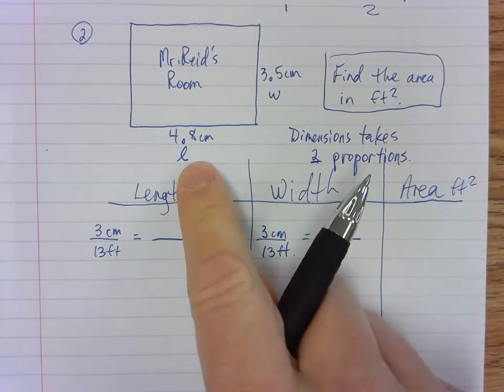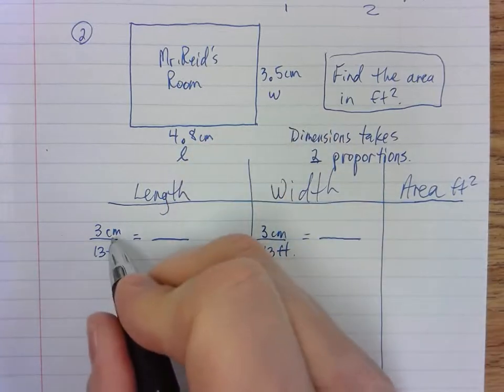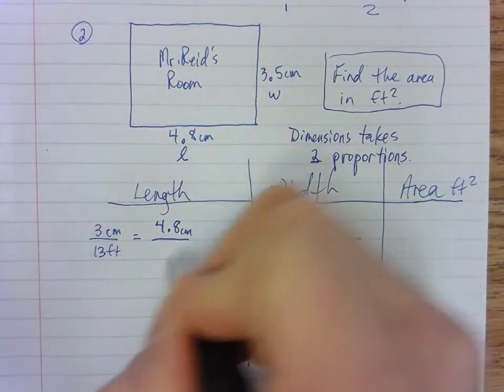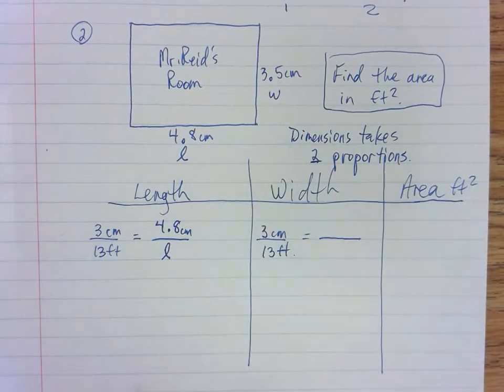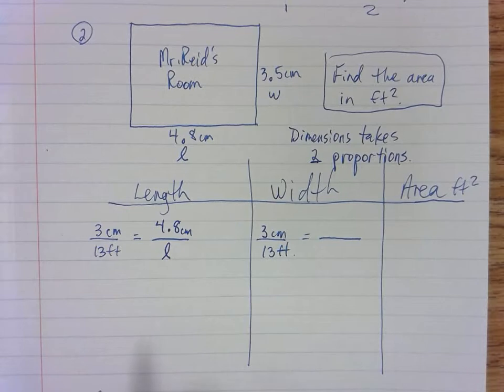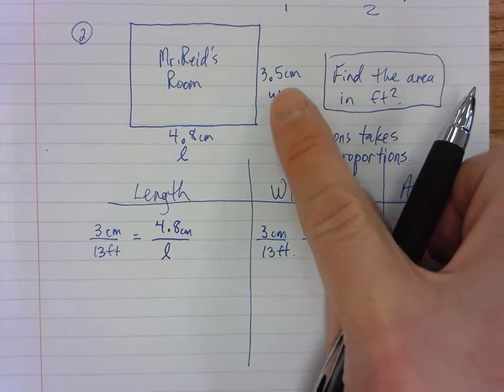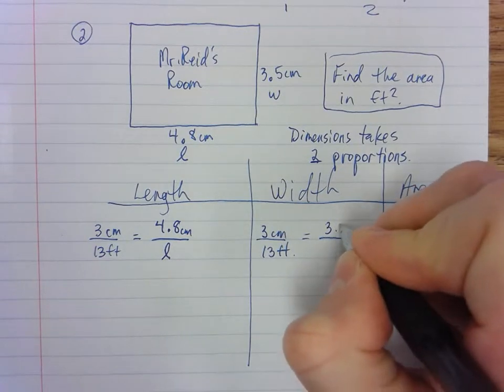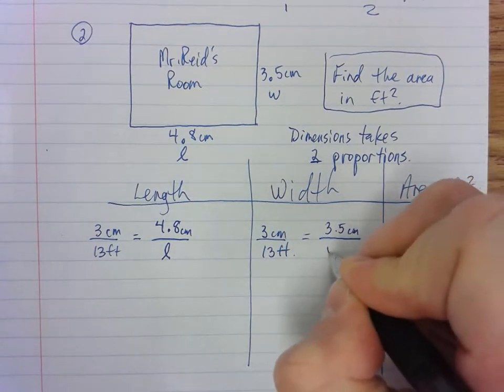The number I had for the length was 4.8 centimeters. Since I have centimeters on top here, I'm going to put the centimeters on top here, and I'm going to put an L down here for length, because I don't know how many feet it is at the moment. I'm trying to change this into feet. For the width one, I had 3.5 centimeters, so that would be 3.5 centimeters, and down here I'm going to put my W.